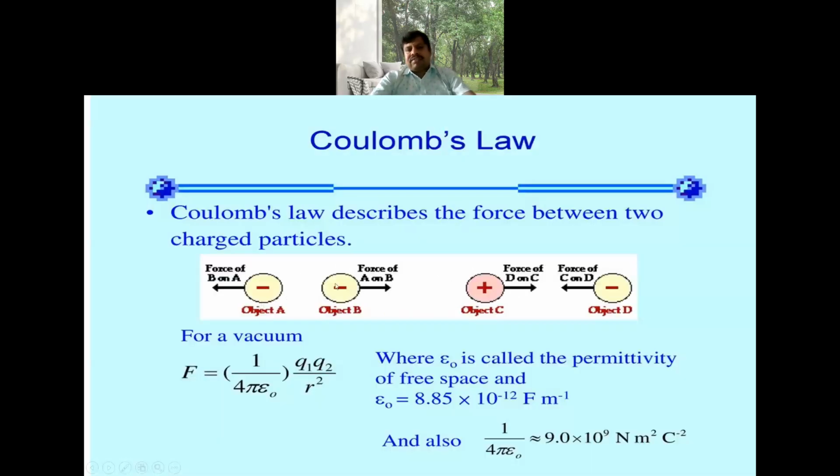Next, whenever two charges exist, charge 1 Q1 and charge 2 Q2, separated by a small distance, there will be some force existing between them. That force is known as the Coulomb force. The Coulomb force of attraction or repulsion is defined as follows: the force is directly proportional to the product of the two charges and inversely proportional to the square of the distance separating them.